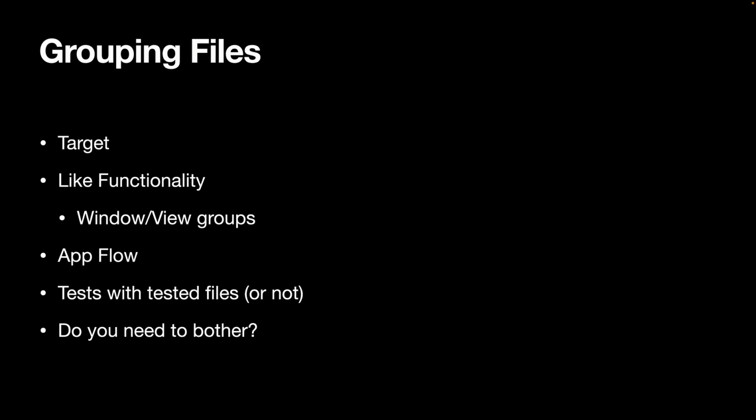In other words, things that have similar functionality. For example, for a window or a view, you might want to make a group for that particular window or view, and then build out subgroups for each individual aspect of that group. Alternatively, you may want to organize around the app flow. How does the app flow? You want to go from screen to screen to screen. You can organize your groups around that flow.